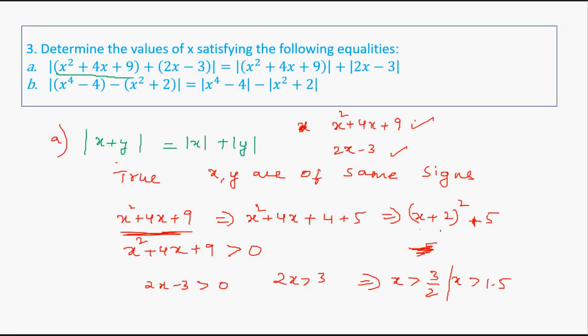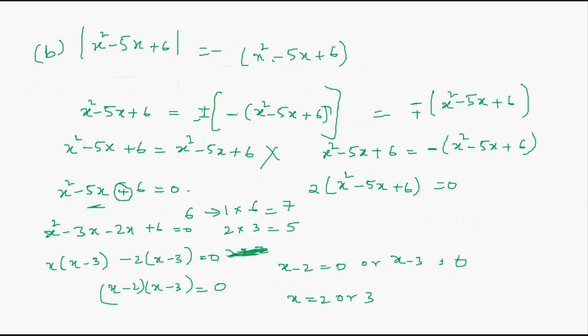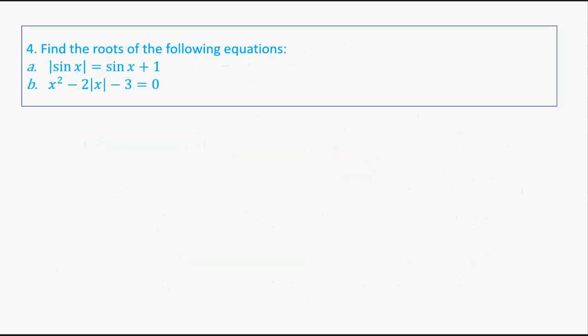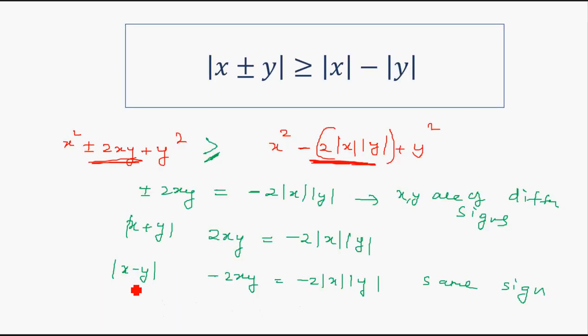Now the next one is in this form: mod of x minus y is equal to mod x minus mod y, right? Now when is this true? Mod of x minus y, this is true when x and y are of the same signs again, right? So we have proved that. I'll just show you. So when we have x minus y, this is true when they are of the same sign, right?